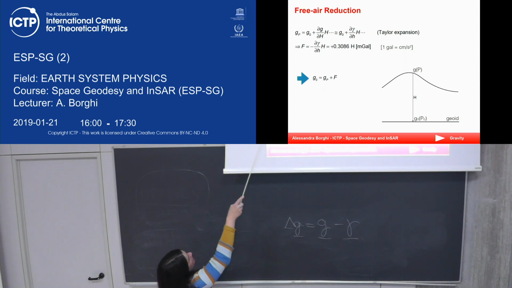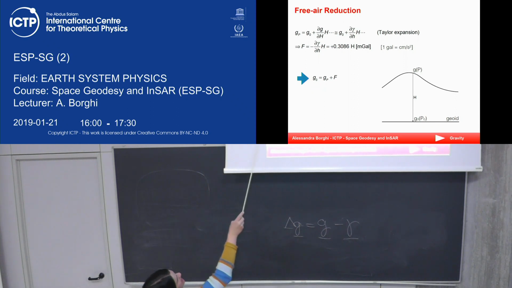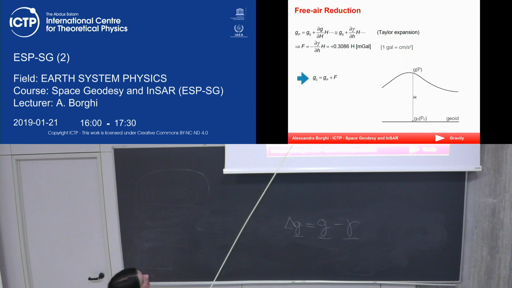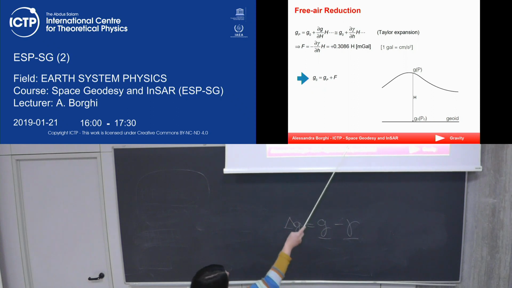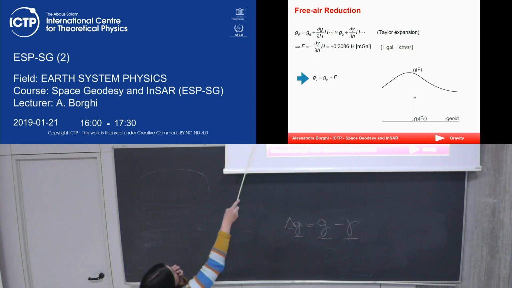And this can be done if you consider a Taylor expansion of the gravity. We can see that this is given by the gravity on the geoid, and the other term related to the height, to the gradient of the gravity with respect to the orthometric height. And what we obtain, this term is called free-air reduction. And it is given by this value, 0.3086 multiplied by the height of the point.